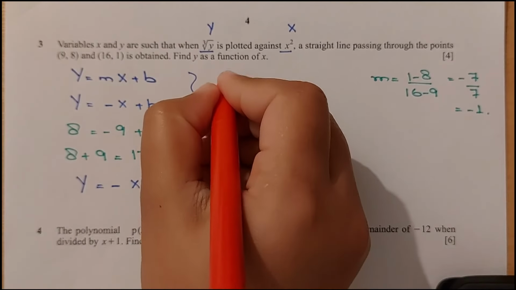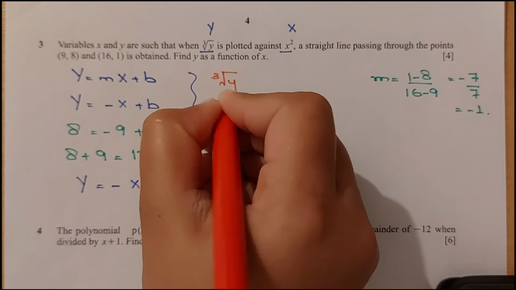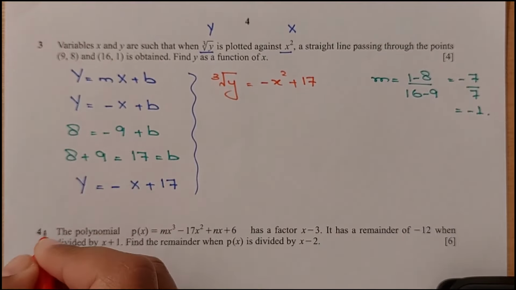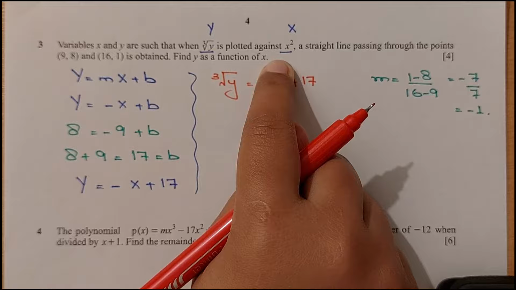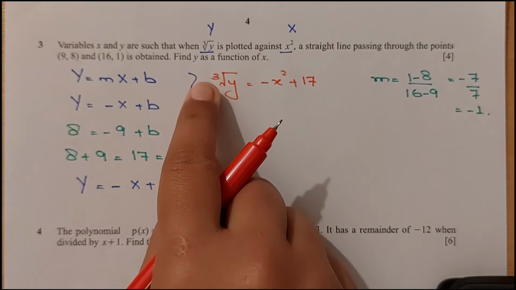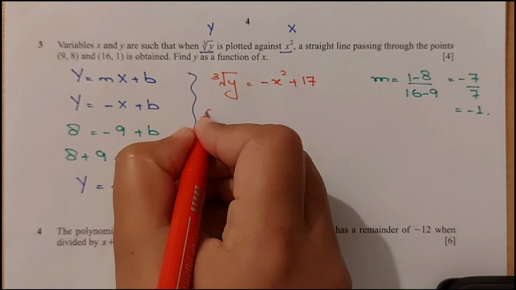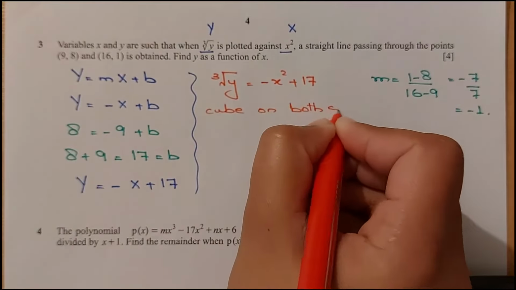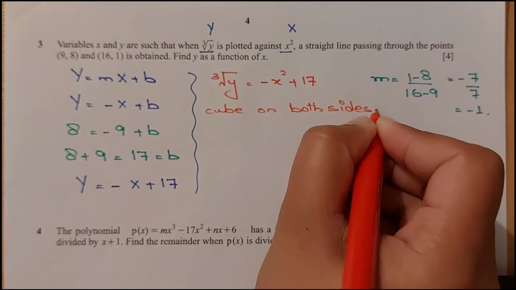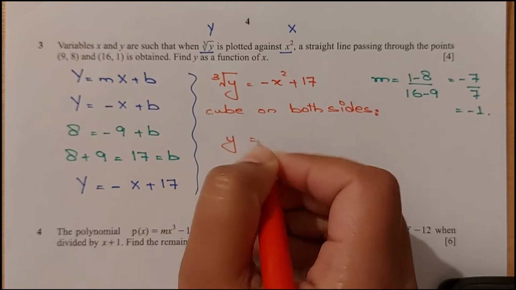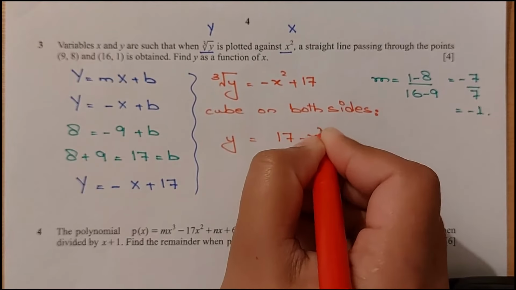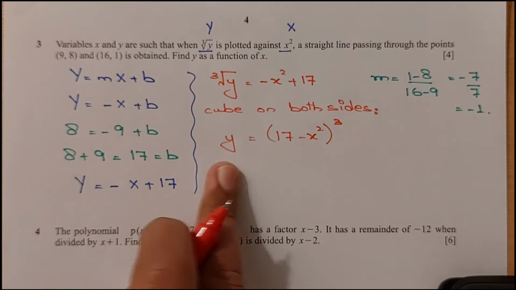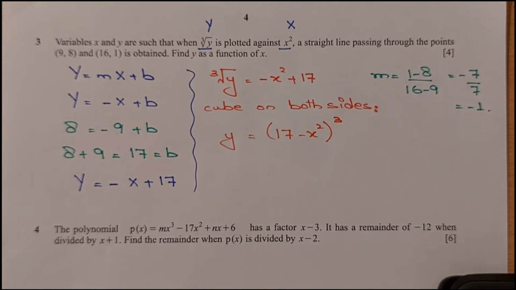So here we have cube root of y is equal to minus x square plus 17, and we have to find y as a function of x. So we have cube root, power 1 by 3. Taking cube on both sides, cubic power on both sides, right? So we have y here, and here we have 17 minus x square whole cube. So this is a function of y in terms of x.